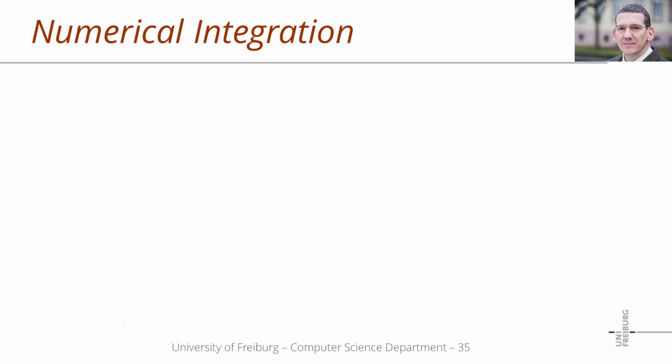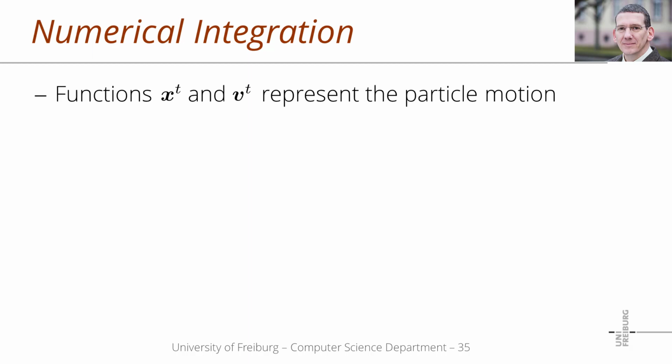Another important aspect in particle simulations is the reconstruction of particle trajectories based on the applied forces. Therefore we consider two functions, namely positions x over time t and velocities v over time. These two functions represent the motion of a particle. Now for each function we know initial values. We know the position at some time t0 and we know the velocity at that time.